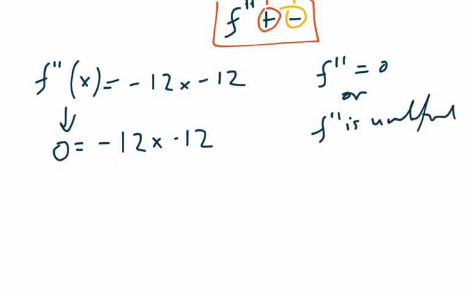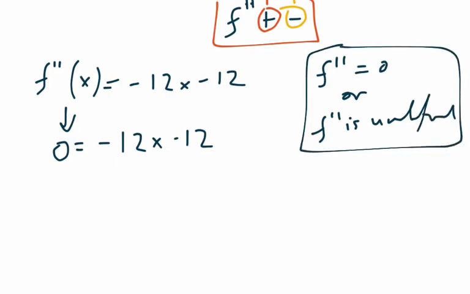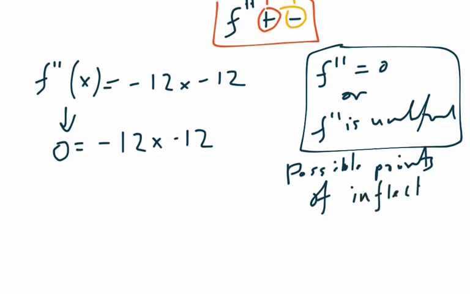undefined. Now, there's no word for this; these are not critical points. Critical points are only for f prime. I like to call these possible points of inflection, but there's no mathematically defined term for what these points are when f double prime is 0 or f double prime is undefined. Possible points of inflection. So this is like a personal thing, and yeah, whatever.